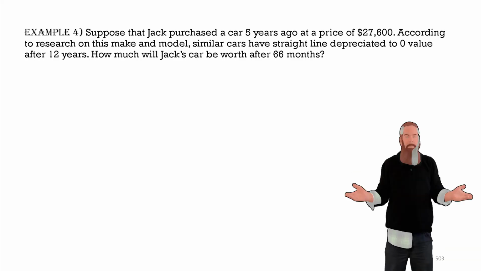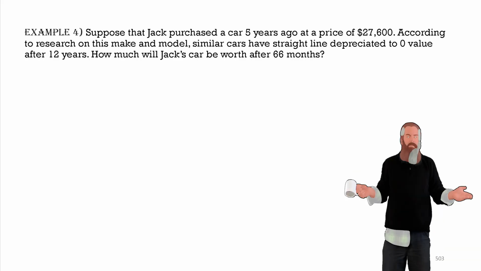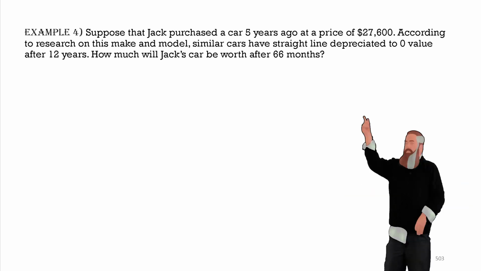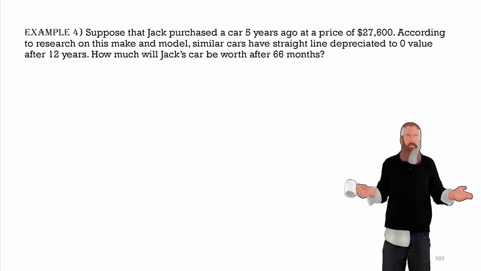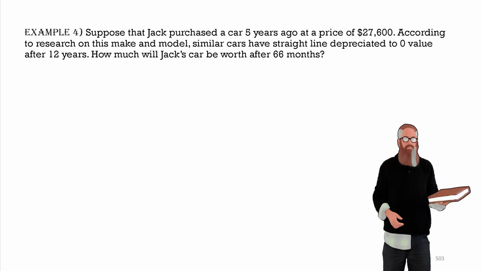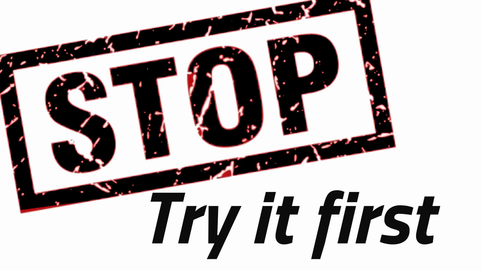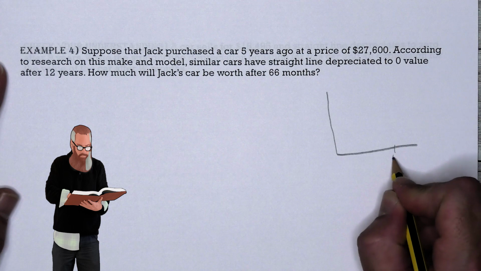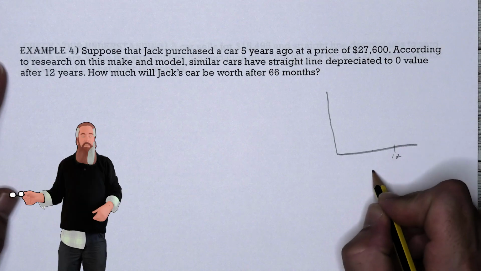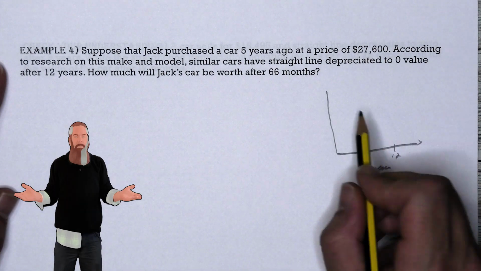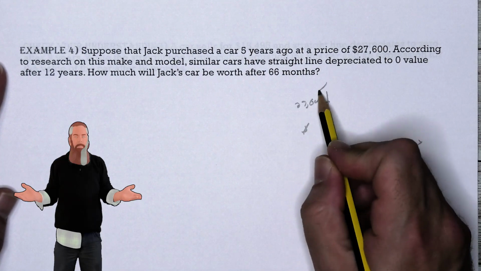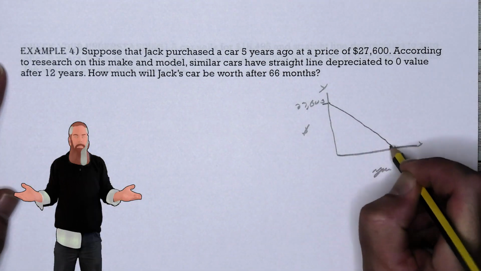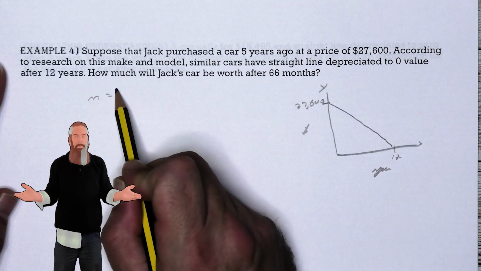Suppose Jack purchased a car 5 years ago at a price of $27,600. According to research on this make and model, similar cars have straight line depreciation to zero value after 12 years. How much will Jack's car be worth after 66 months? I start by making a graph and understanding that things end at 12 years. This is my time in years on my x-axis, and everything began at $27,600 on my y-axis.